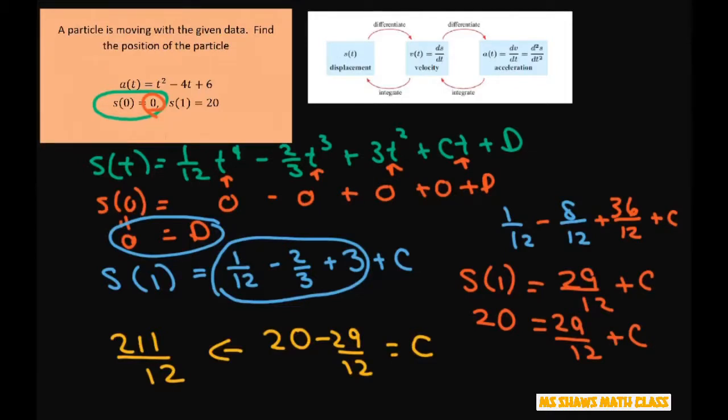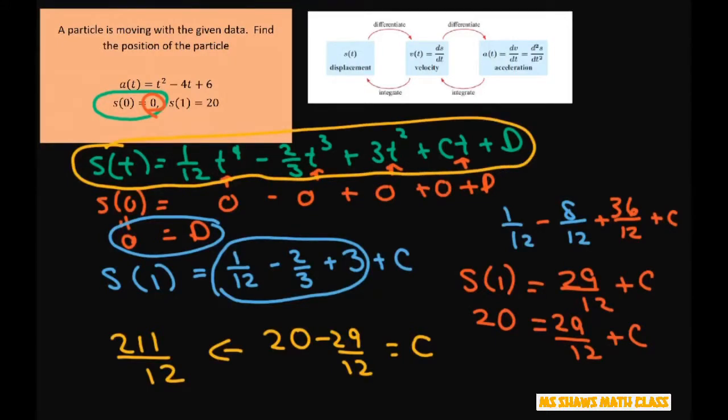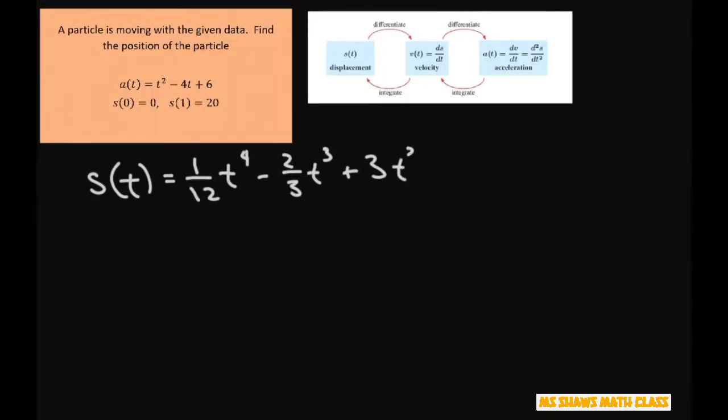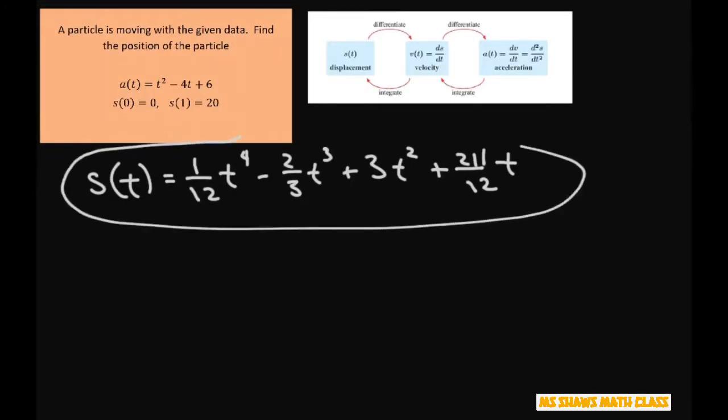So now we rewrite this equation and fill in c and d. We don't have to worry about d because remember d is 0, so we're just going to knock that out when I write it. Your final equation is s of t equals 1/12 t to the 4th minus 2/3 t cubed plus 3t squared plus 211/12 t. And that's your final answer.